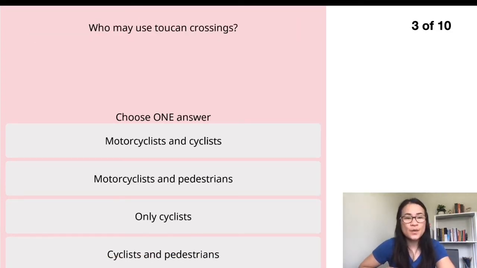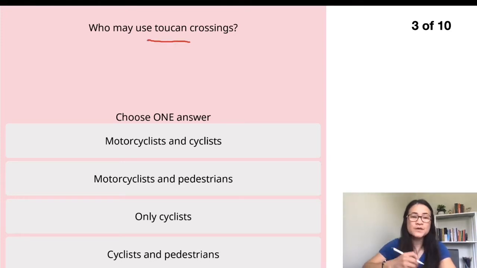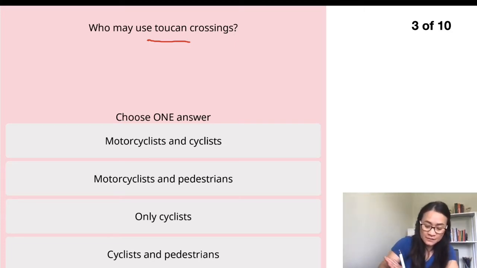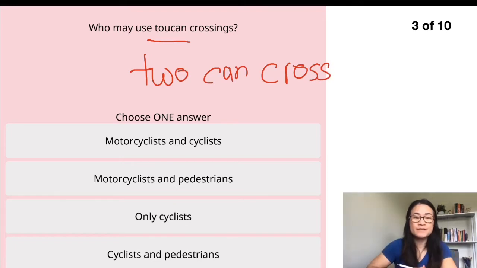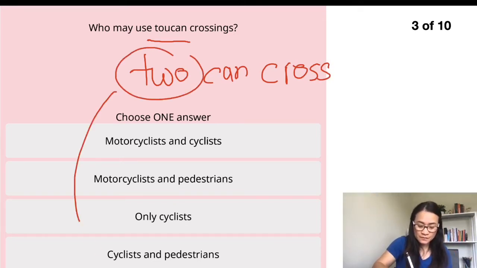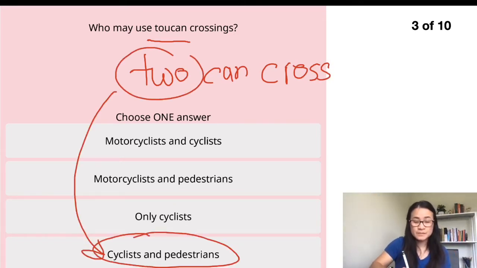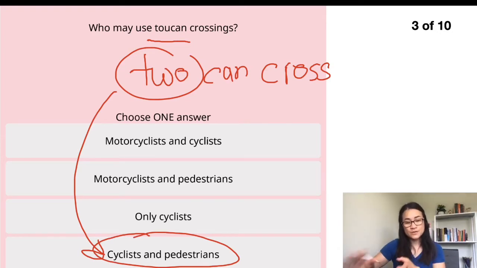Question 3. Who may use a toucan crossing? Now, for toucan crossing, I would like you to remember it like this. It's the easy way to remember the crossing. Toucan is for two can cross. These two here are cyclists and pedestrians who can cross.